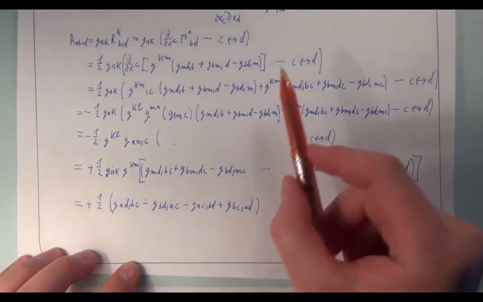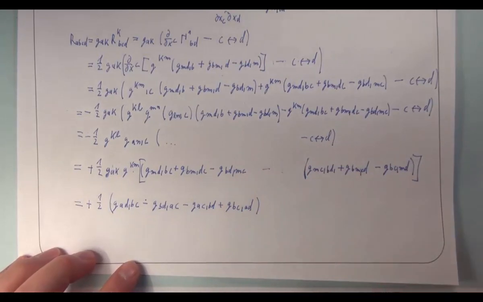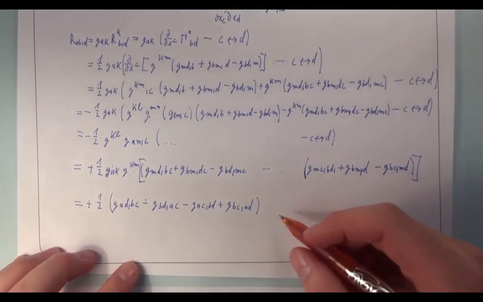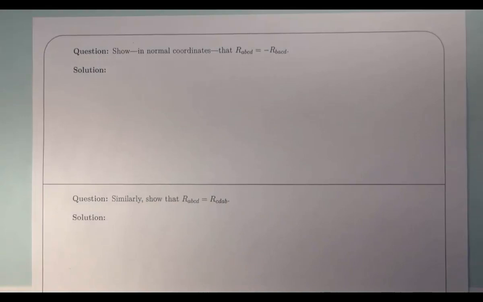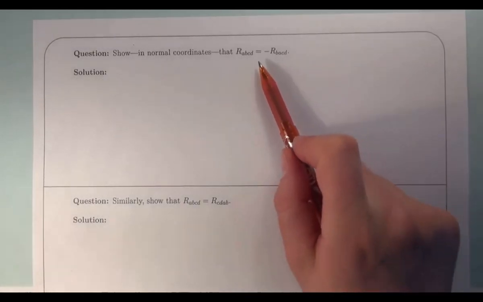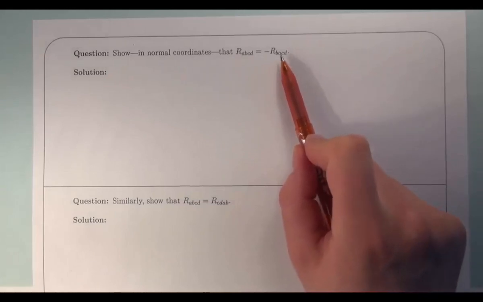But as you see, this is just calculation with indices. You need to get used to it, but it's not difficult, it's just a matter of concentration. Therefore, this question is answered and we go on to the next. We continue with the last exercise and we are now able to show in normal coordinates that R_{ABCD} is equal to minus R_{BACD}.